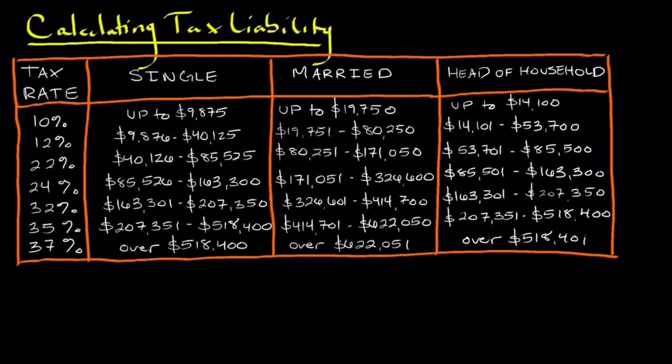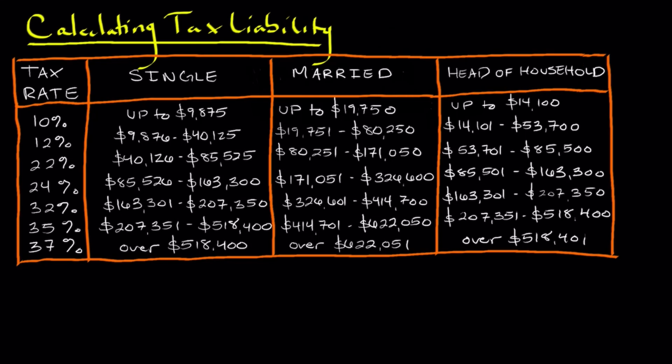In the United States, we've got a progressive tax system, and that means that as your income increases, so does your tax rate. But contrary to popular opinion, your income is not all entirely taxed at that rate. And so we have these tax bands, if you will.